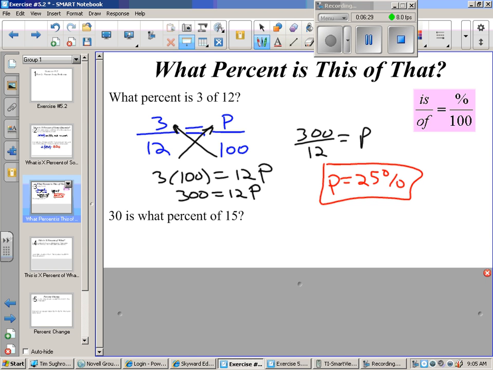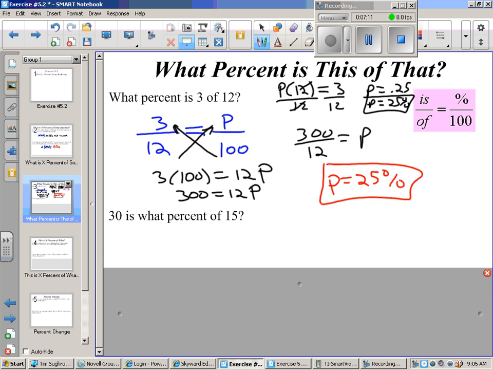If you've had a tendency in the past to just write this as an equation, you can certainly do that. One way to do this problem, a second way to do it, is just to say, what percent is 3 of 12? So you have to kind of reword it. You're going to say, what percent of 12 is 3? And then you can divide by 12. 3 over 12 is 0.25, and then just make that 25%. That works just as well.